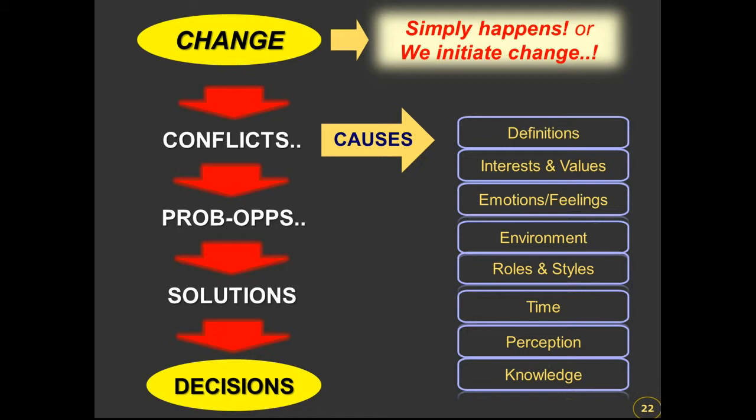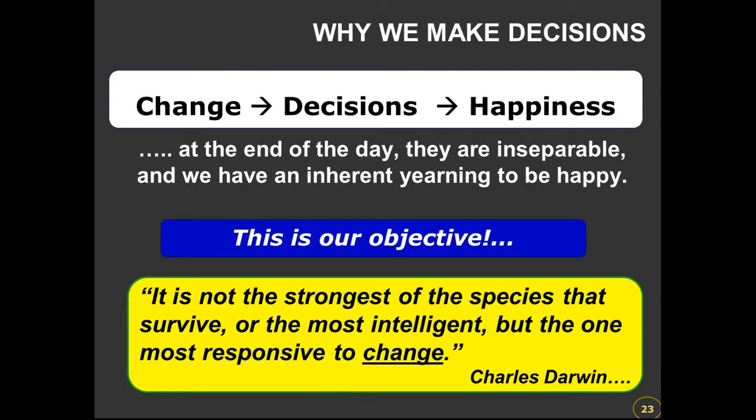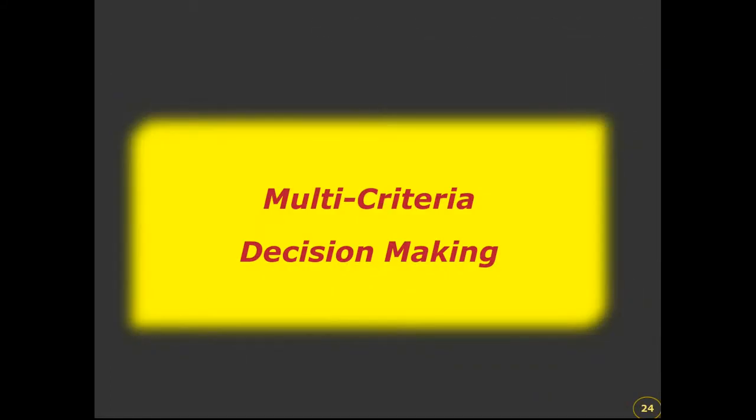Irrespective of whether it's a problem or an opportunity, at the end of the day, we have to find a solution. And if there are multiple solutions, you have to decide on one to improve. Really a simple chain of change, demanding decisions, which we make to be happy. At the end of the day, they are inseparable because we have an inherent yearning to be happy. This is our objective. In fact, long before me, Charles Darwin said something very similar. It is not the strongest of the species that survive or the most intelligent, but the one most responsive to change. Let's look at multi-criteria decision making.